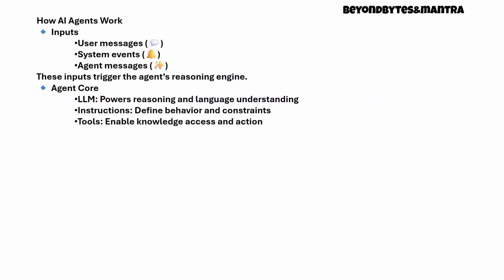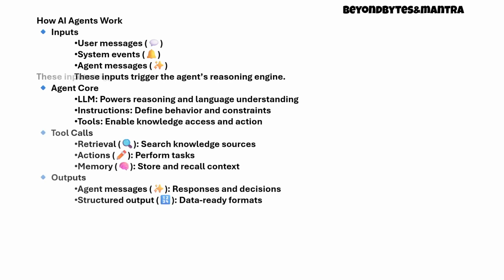So how does this agent work? We have inputs: user messages, system events, and agent messages. These inputs trigger the agent's reasoning engine. The agent core consists of the LLM, which powers reasoning and language understanding. Instructions define behavior and constraints, and tools enable knowledge access and action.